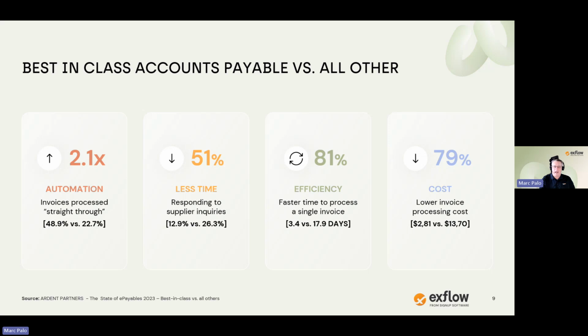81% efficiency increase, faster time to process a single invoice. That goes from an average of 17.9 days down to 3.4 days. Won't it be wonderful to pay your vendors and suppliers on time and obtain those cash discounts, as an example? And then lowered costs, 79% drop, great ROI, lower invoice processing costs overall. And again, these are independent studies. We've got plenty of this type of information as you see fit to have discussions with your internal staff on the possibility of implementing ExFlow AP automation at your enterprise.